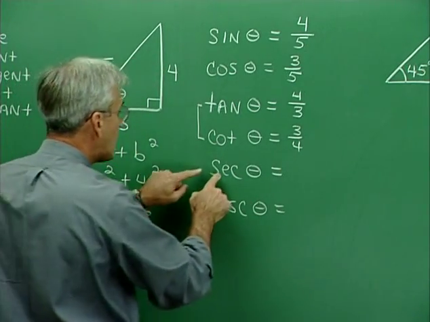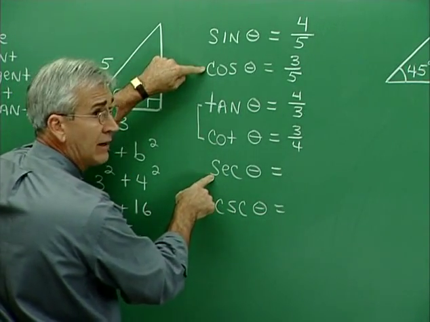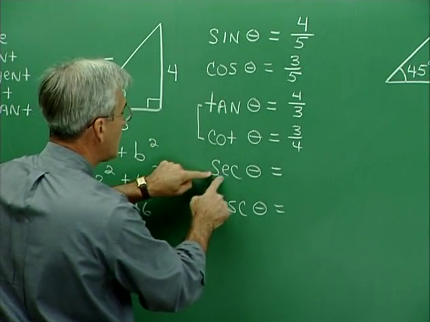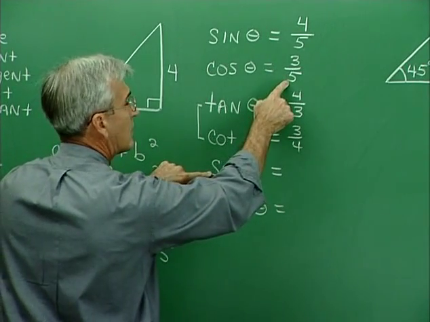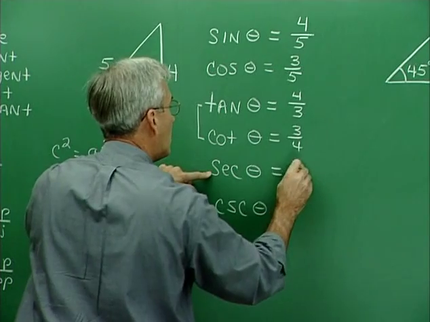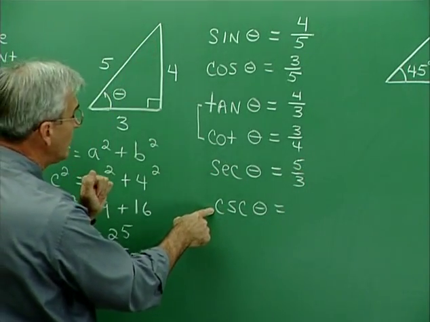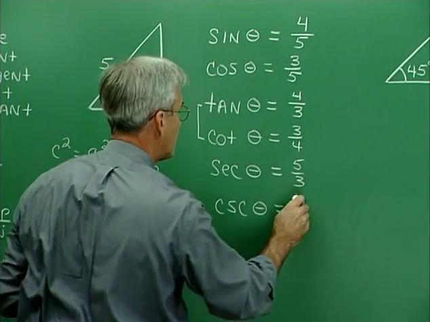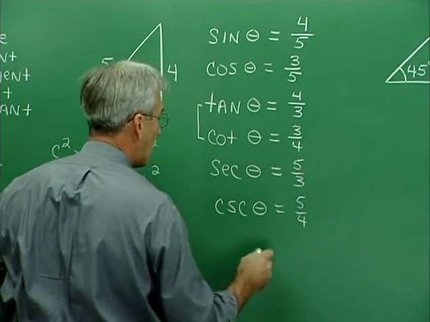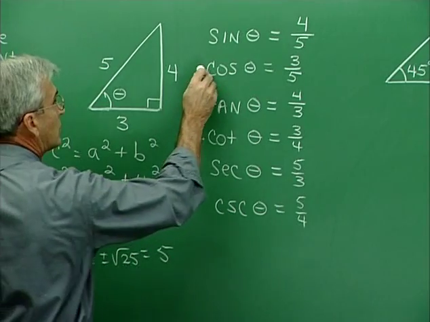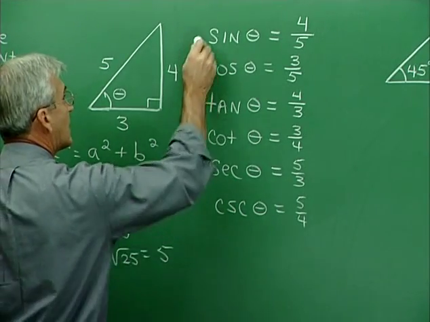And in a similar way, secant and cosine are reciprocals. So the secant of theta is going to be the reciprocal of 3/5 or 5/3. Cosecant and sine are reciprocals, so the reciprocal of 4/5, 5/4 for the cosecant of theta. So to complete the little diagram here, it's kind of like this.